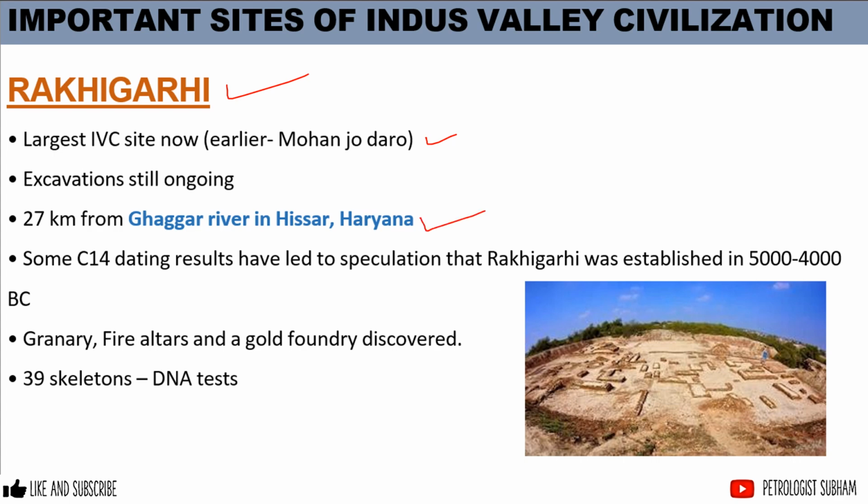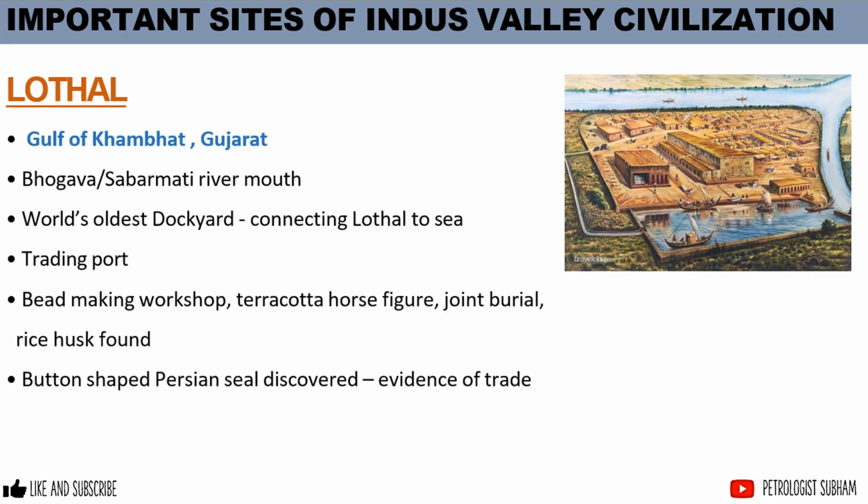Okay, carbon 14 dating results have led to the speculation that Rakhigarhi was established around 5000 to 4000 BC. Means now we are getting evidence that the Indus Valley civilization is more than 3500 BC old. Okay, granary, fire altars, and a gold foundry were discovered at the Rakhigarhi site. 39 skeletons were found and a DNA test has been done at the Rakhigarhi site as well.